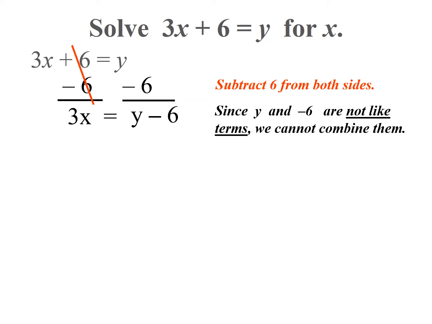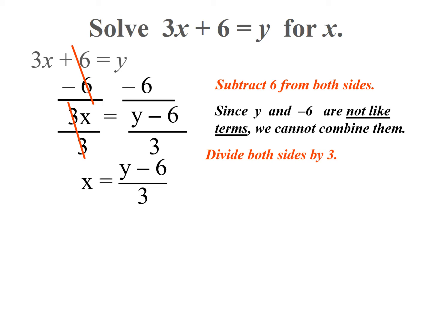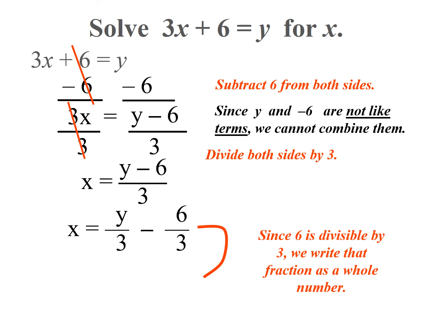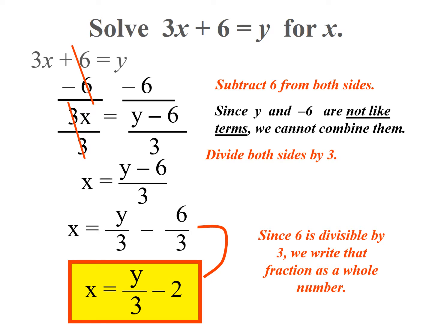And now we're going to divide both sides by 3, because the 3 is multiplying the x. And so in order to cancel out that multiplication, we have to divide by the same thing. The 3's cancel. That leaves me x equals y minus 6 on top divided by 3. Now, y can't be divided by 3, but -6 can be divided by 3. So we're going to separate those real quick and simplify the 6 divided by 3 and just make that -2. Okay? Minus 2. So y divided by 3 minus 2 is our final answer.